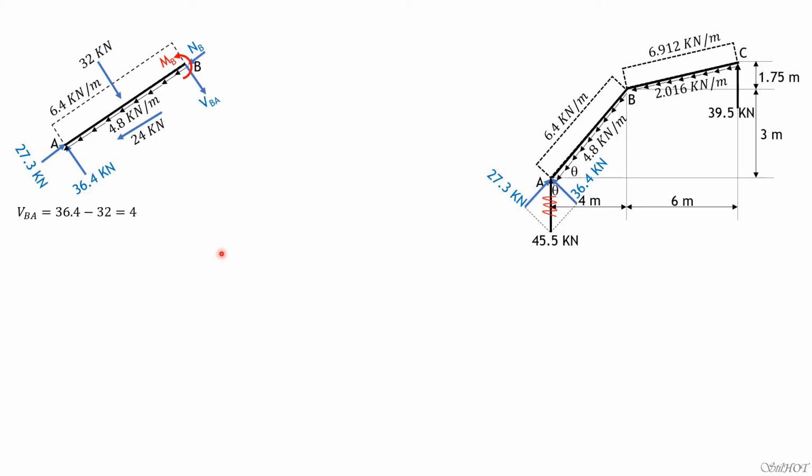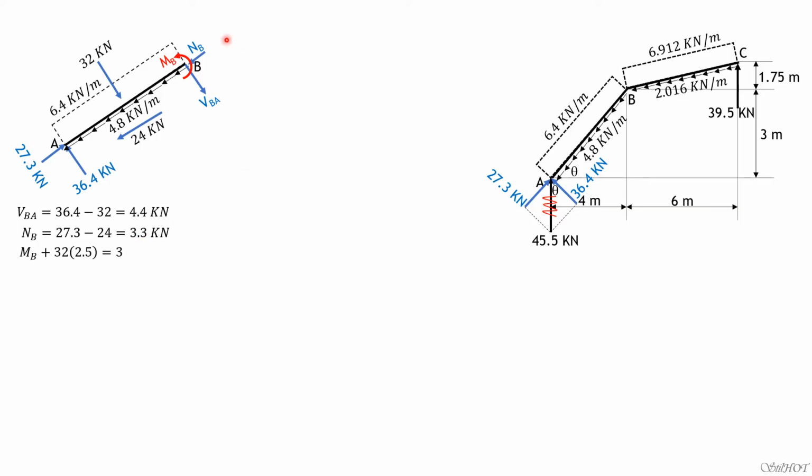So shear BA is summation forces in this direction, equal to 36.4 minus 32. So shear in BA is 4.4. Since it is positive, that direction is correct. The normal at B is 27.3 minus 24, or normal B going left plus 24 equals going right 27.3. That's why normal at B is 3.3 kilonewtons.